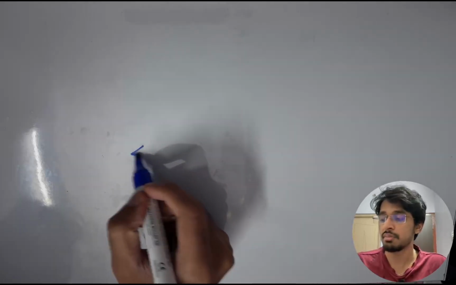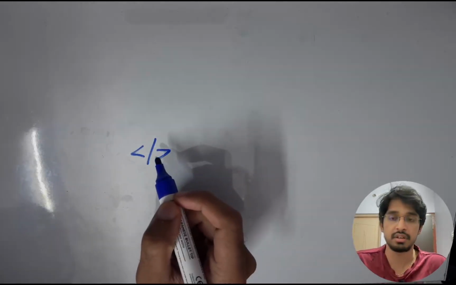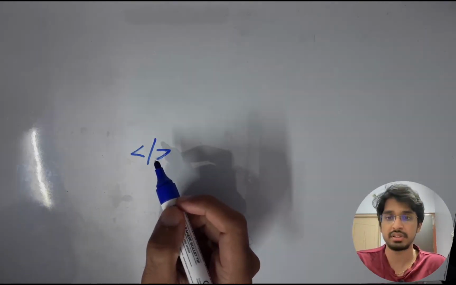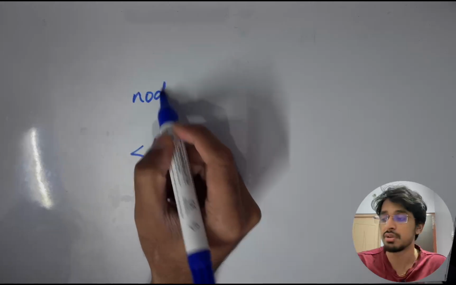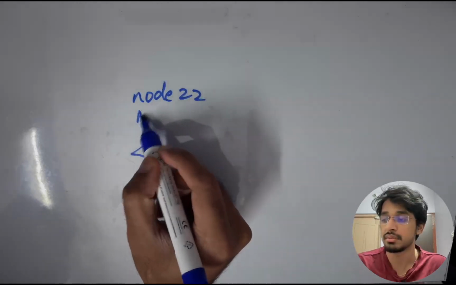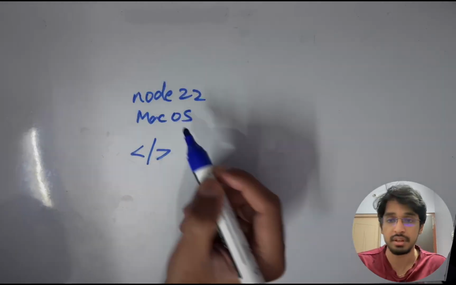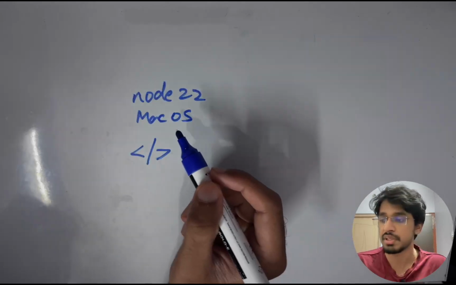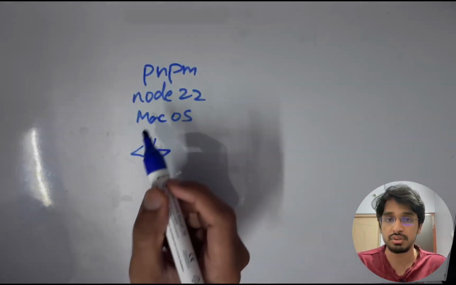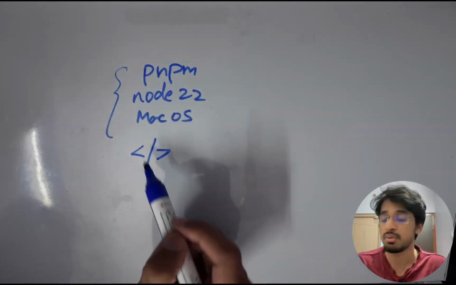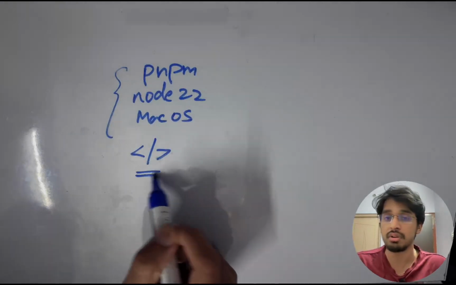So far we have developed our application which is running well and fine. We have certain specifications that we are running on, let's say Node 22 and macOS. In your case you might be running it on Windows, and we have other specifications as well, like we are running PNPM, as I also mentioned. So these are all the requirements that we need in order to run our particular code.